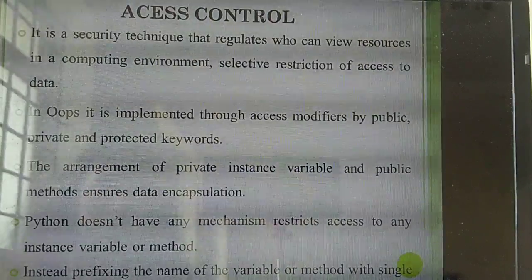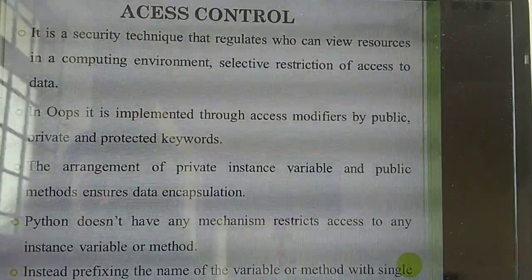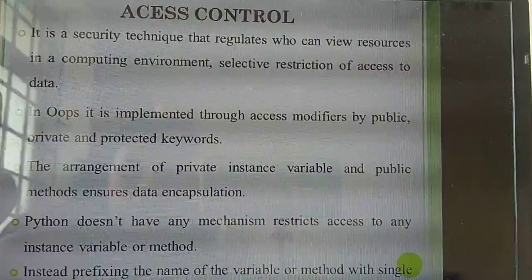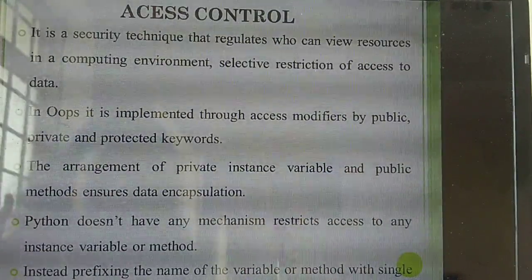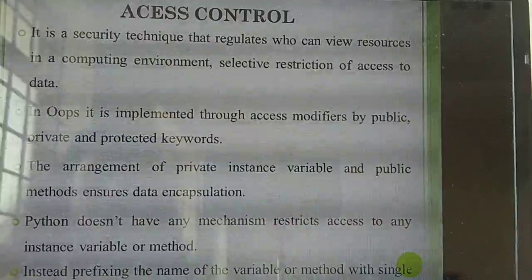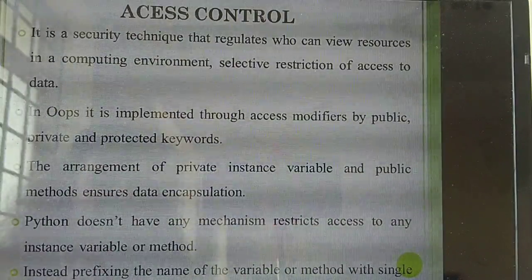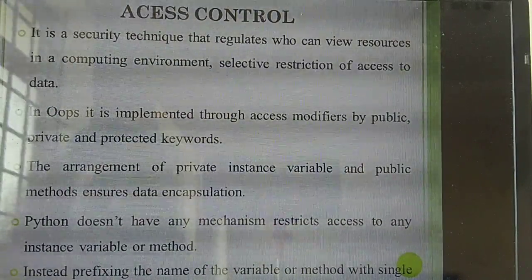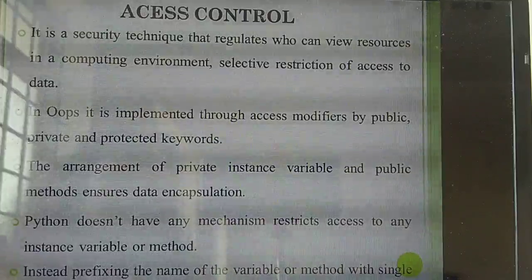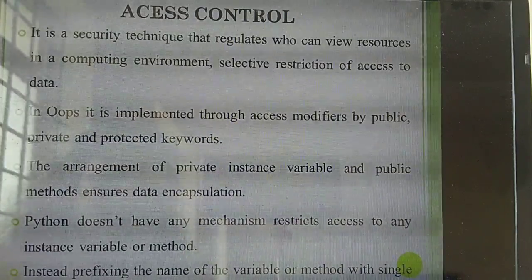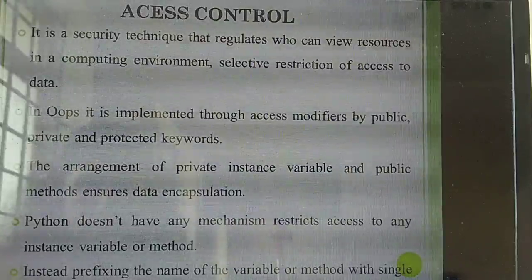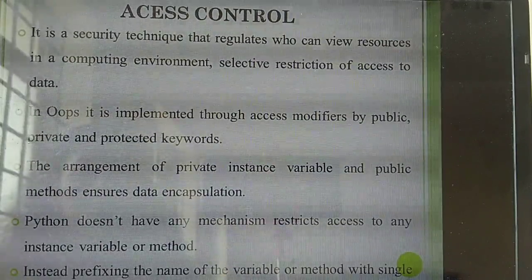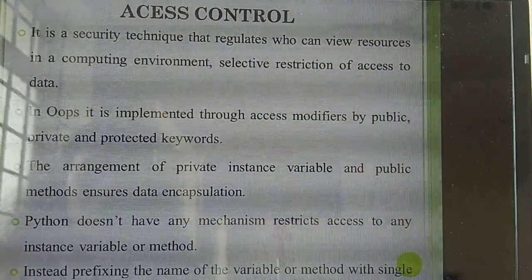Access control. Understand? Yes. In object-oriented programming, which you have already studied, this access control is done by 3 keywords. What are they? Public, private and protected. So you have already studied this, or not? Yes. In object-oriented programming, this access control is given by 3 keywords. What are they? Public, private and protected. Okay.